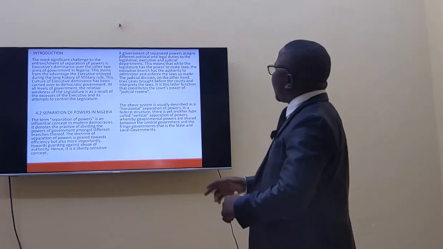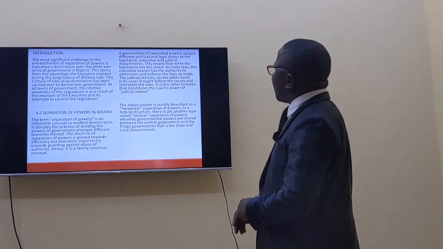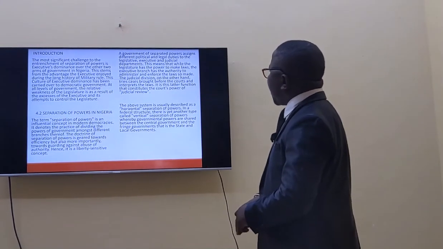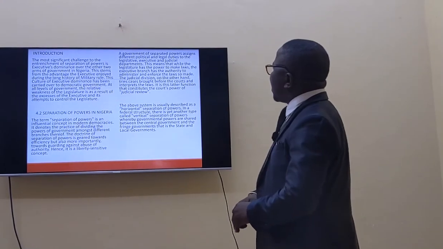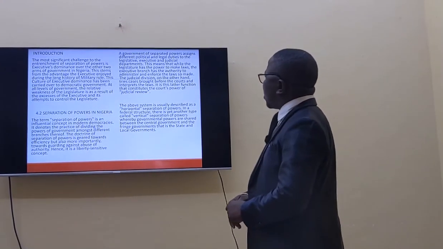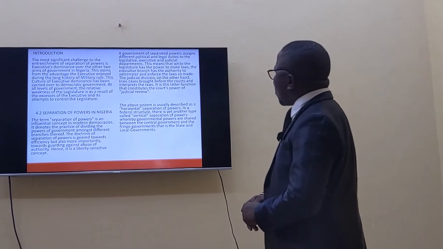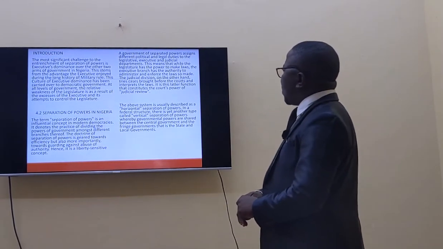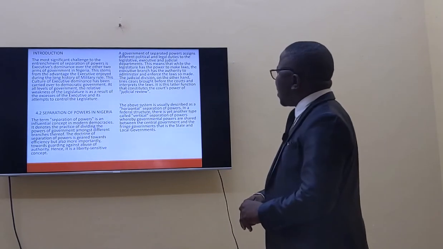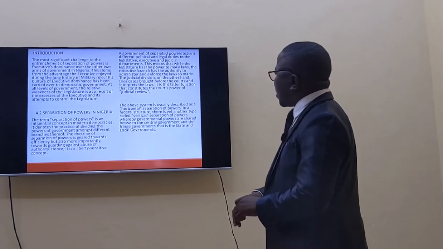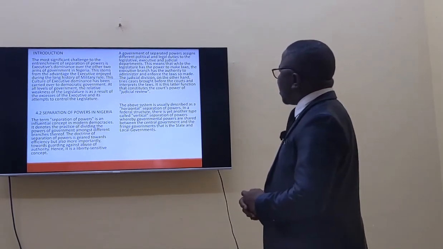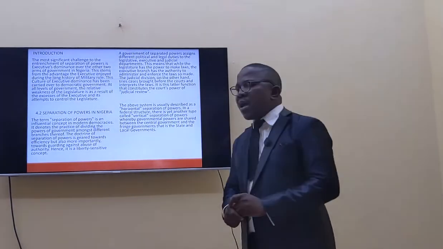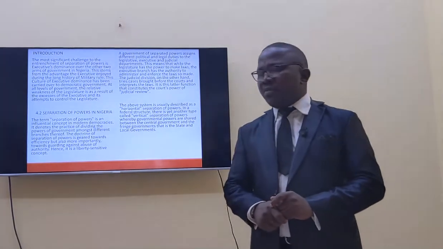So a government of separated power assigns different political and legal duties to legislative, executive, and judicial departments. This means that while the legislature has the power to make laws, the executive branch has the authority to administer and enforce the law. The judicial division, on the other hand, tries cases brought before the court and interprets the law. It is this latter function that constitutes the court's power of judicial review.